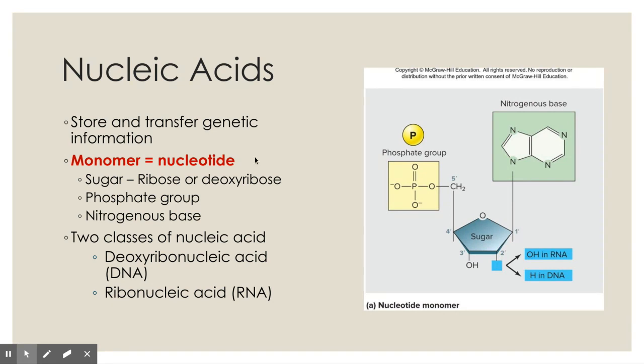We've got to have a phosphate group. So that's our phosphate group. And we've got our nitrogenous base. So that is going to be these ring structures with nitrogen. There are two main types of nucleic acid. We've got deoxyribonucleic acid, which is DNA, and we've got ribonucleic acid, which is RNA.